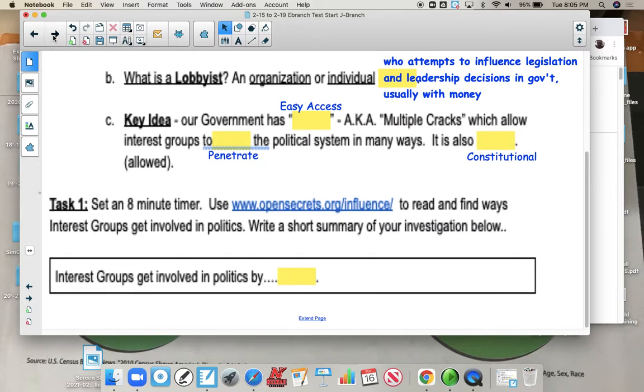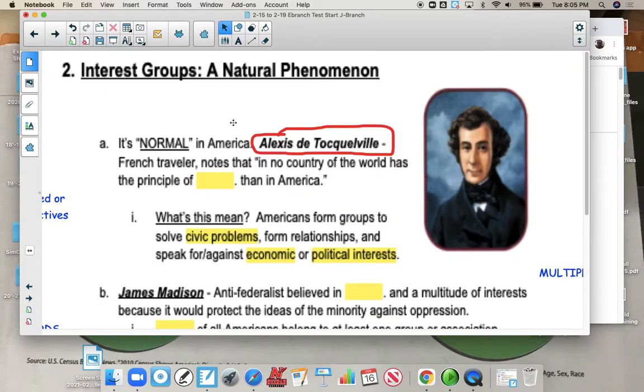All right, now that you're back, we're going to move on and talk about how interest groups are a natural thing, especially in the United States. This man in 1834, Alexis de Tocqueville, I don't know how to say that, but he's a Frenchman, noted that in no country in the world has the principle of association, that means being part of a group, been more successfully used or applied to a greater multitude of objectives than in America.